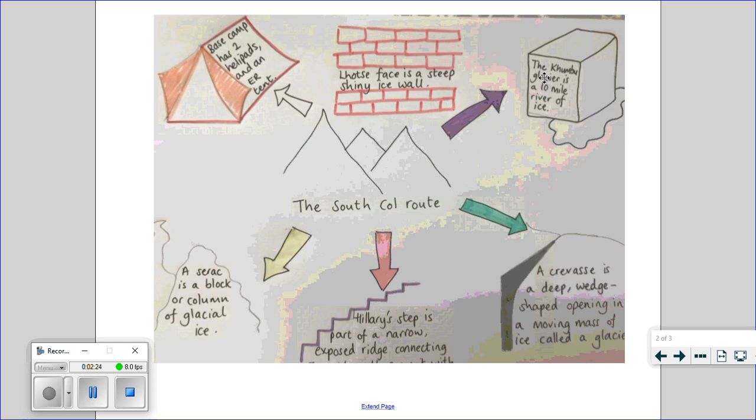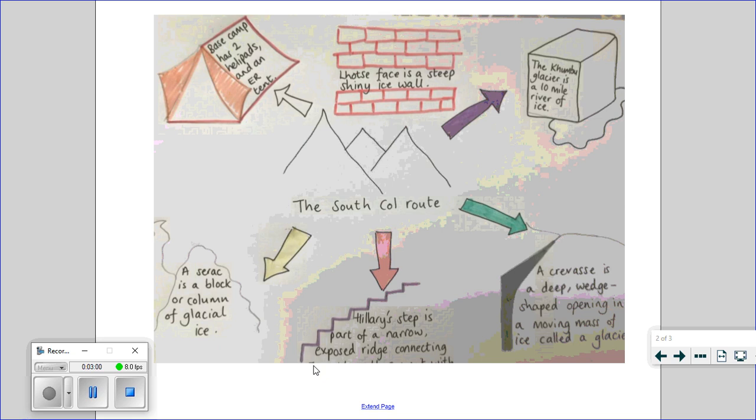Also, the Khumbu Glacier is a 10-mile river of ice, so I've put that fact in an ice cube. I've had a go, not a very good one admittedly, at drawing a crevasse, which is a deep wedge-shaped opening. I've got a fact here about Hillary's Step, which is the part of the ridge that connects up the South Summit with the True Summit. So again, I've drawn it as steps. Obviously that isn't what it looks like on the mountain, but it's going to help me remember that there's a fact there about a step.